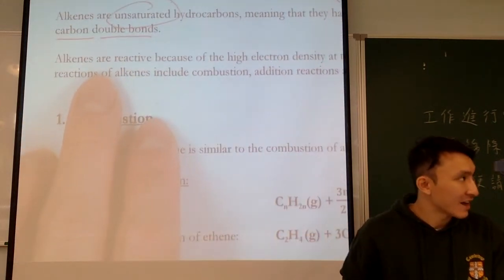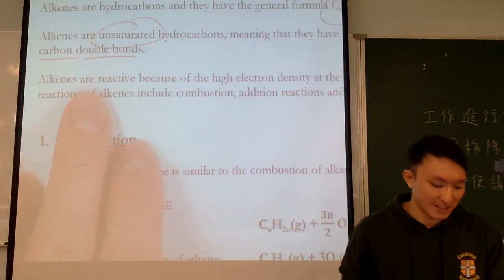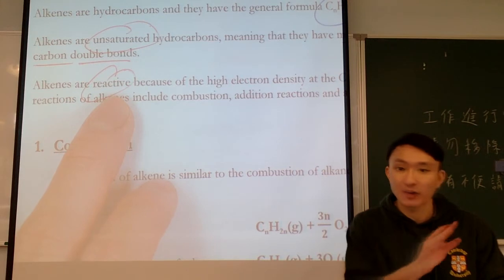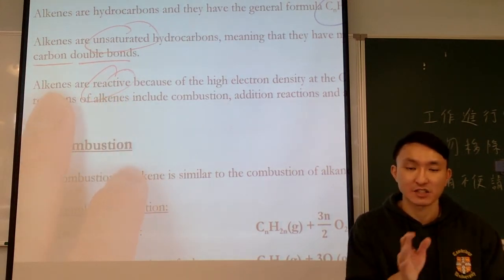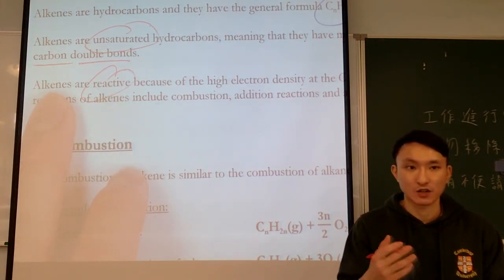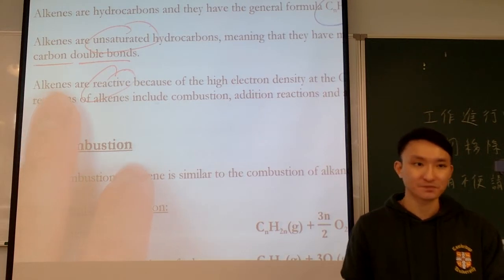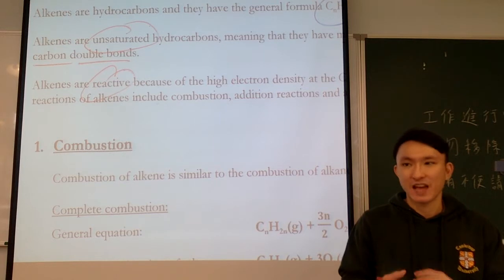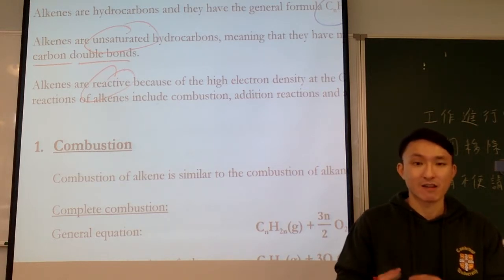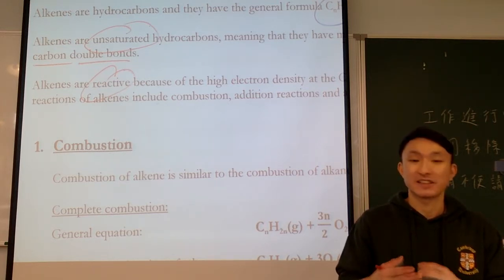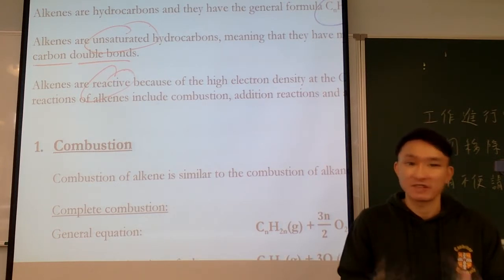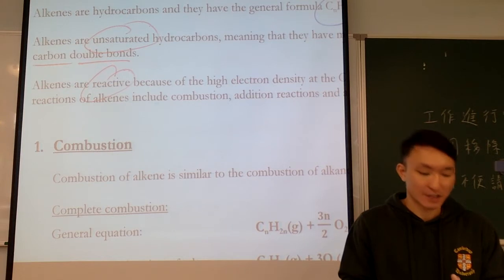Now, another thing you need to know is that alkenes are reactive. Remember, alkane is not reactive because it has strong C-H bonds. And it does not have an area where there are a lot of electrons, or an area with significant partial charges. So this is the reason why alkane is not very reactive.